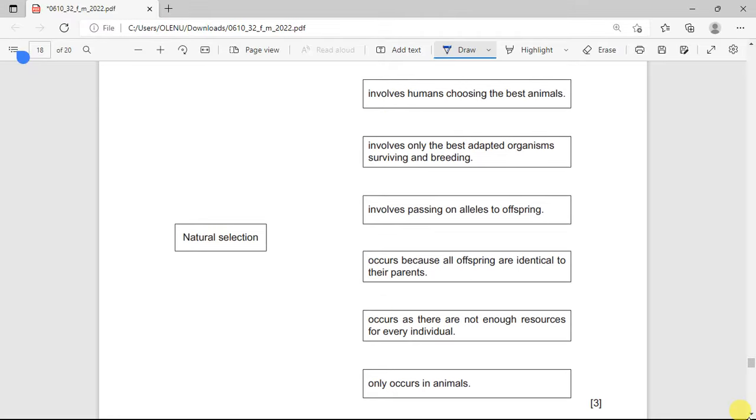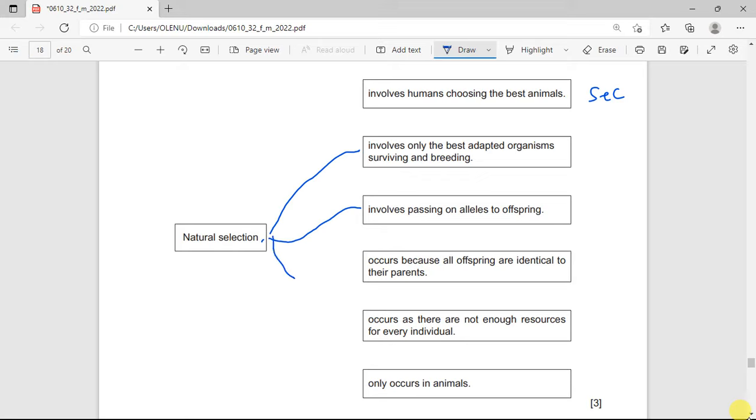Okay, wonderful. Natural selection involve humans choosing the best species, that's selective breeding. Involve only the best adapted organisms surviving and breeding, yes. Involve passing alleles to offspring, yes, to pass the alleles to their offspring. Occur because all offspring are identical to their parent. Occur as there are not enough resources for individuals. Only occur in animals, no, it occurs in plants too. Natural selection will occur as a result of not enough resources within their environment.